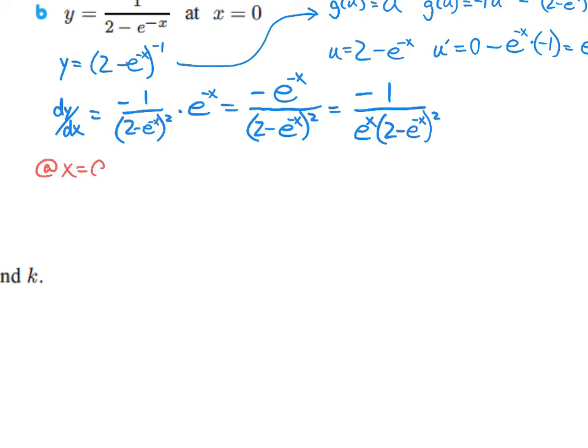So at x equals 0, dy/dx is going to be negative 1 over e to the 0 times 2 minus e to the negative 0 squared. Well, e to the 0 is 1. What's e to the negative 0? Negative 1? No, it's still just 1. Negative 0 is just 0. So we have 2 minus 1 in the parentheses, that's 1. We have 1 times 1 squared in the denominator. So this whole thing just equals negative 1.